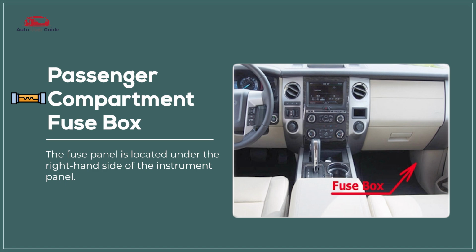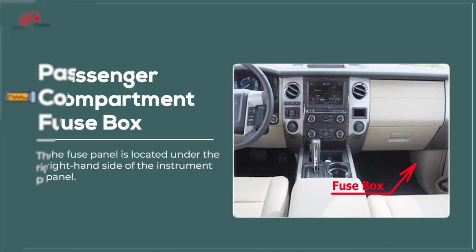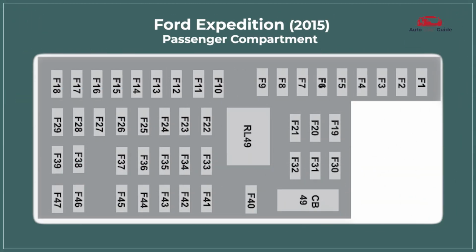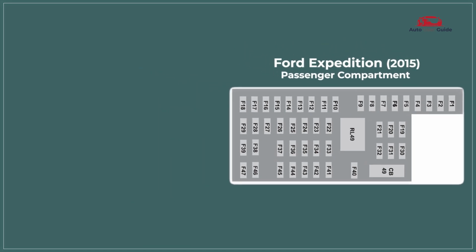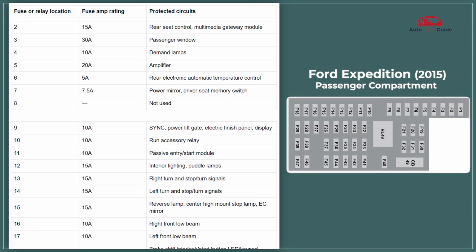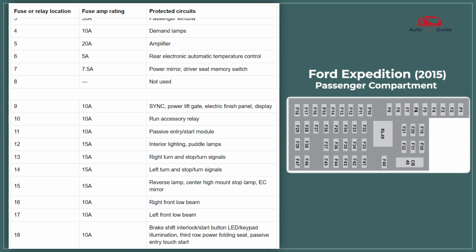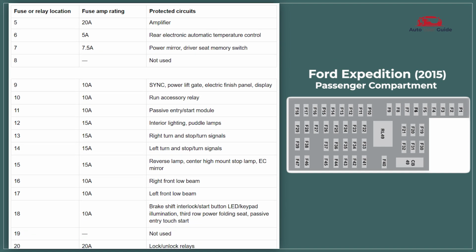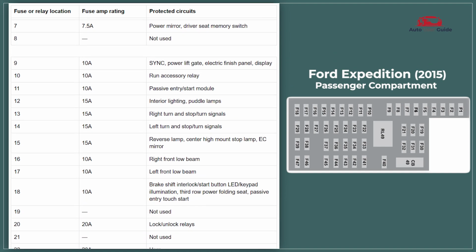Passenger compartment fuse box. The passenger compartment fuse box in the 2015 Ford Expedition controls and protects circuits for interior systems such as power windows, infotainment, climate control, and keyless entry.